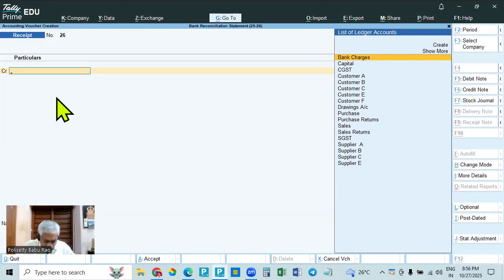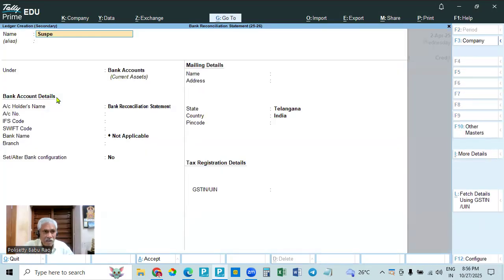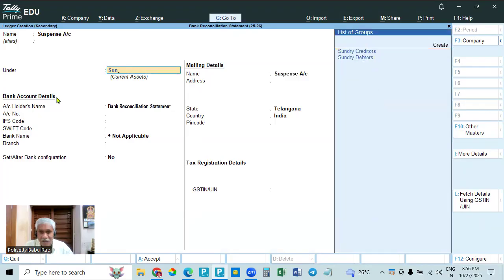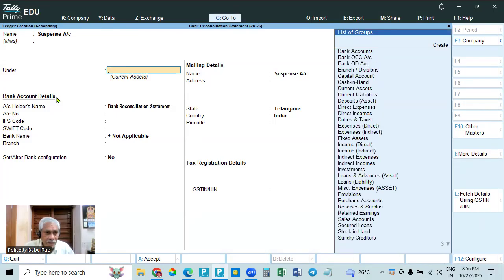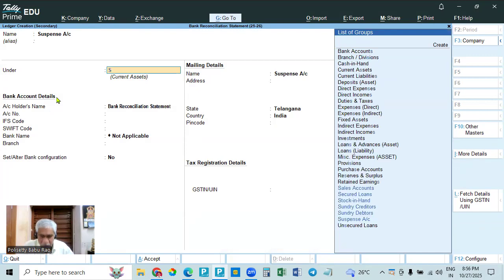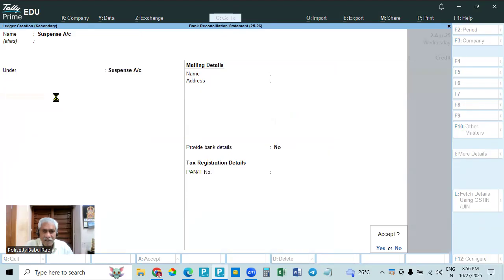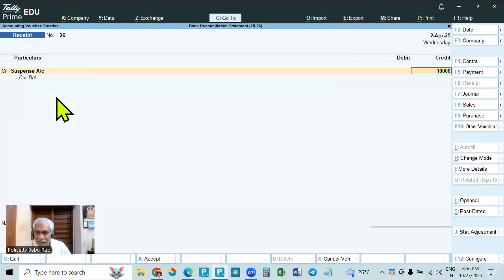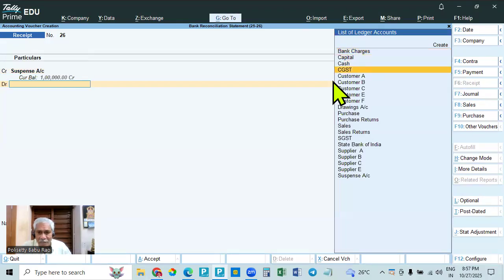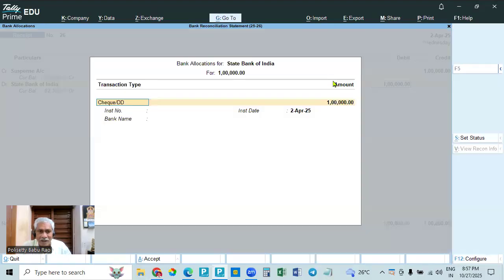Okay. Now we create an account, suspense account. The group will be suspense account group. Suspense account. So we are crediting the suspense account 1 lakh and debiting the State Bank of India.